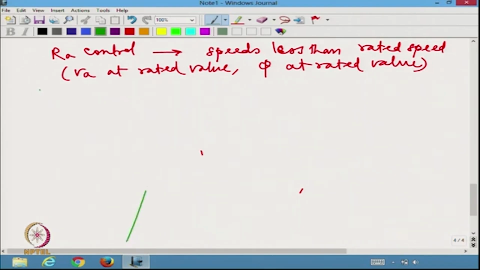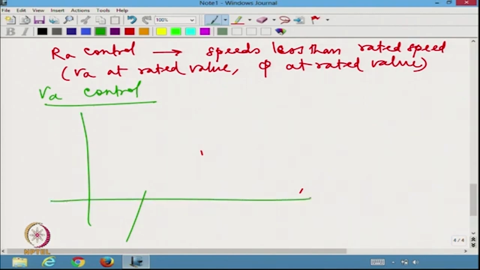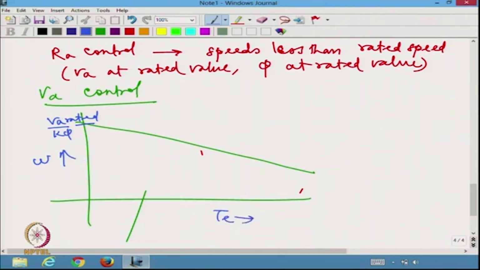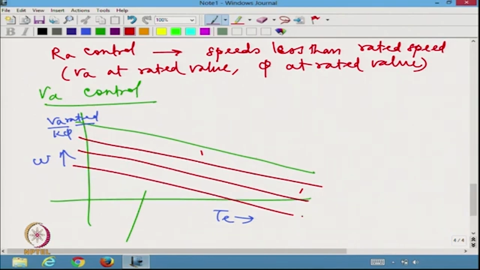The next one we are going to look at is VA control. So, in armature voltage control, what I am looking at is that the voltage normally applied is the rated voltage. So, let me call this the rated voltage. So, the speed I am going to get is VA rated divided by K phi, and this is TE, right. If I have VA itself changed without changing anything else, this is going to be the operating characteristic.